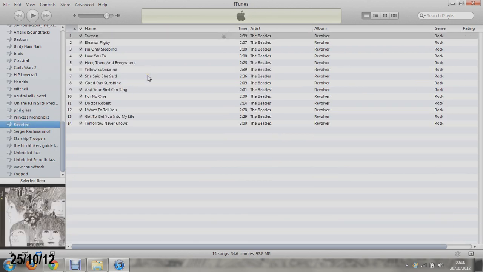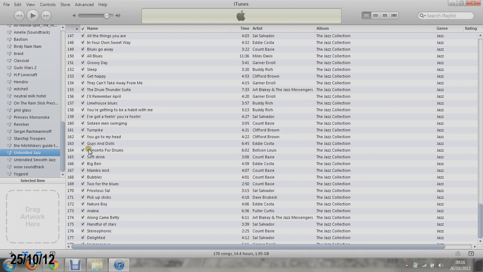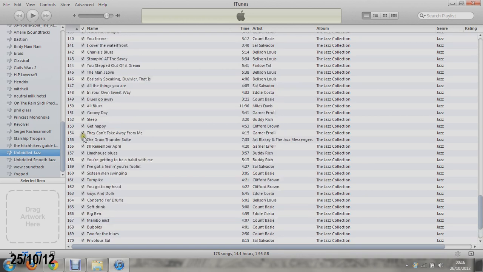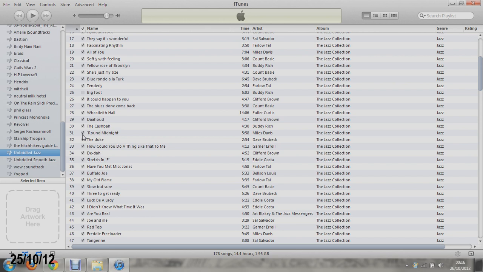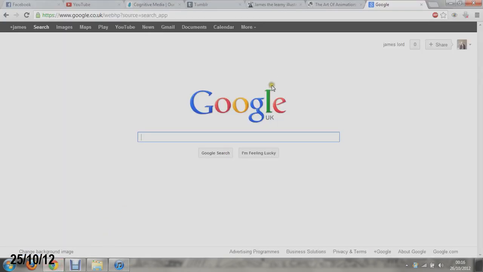This album by the Beatles, Revolver, jazz. Absolutely love jazz. Jazz is all about the masterful creation of music that really inspires me. Calming music a lot of the time. So just thought I'd get that down.